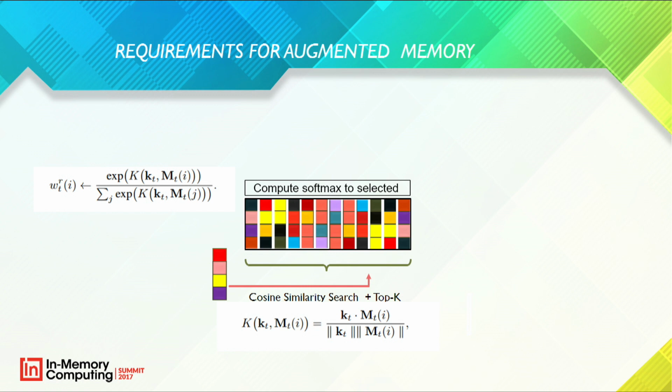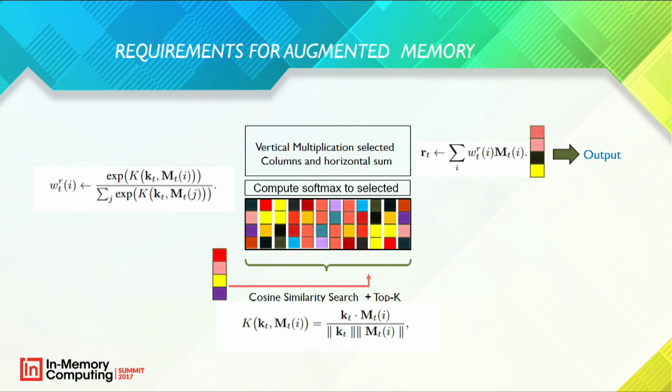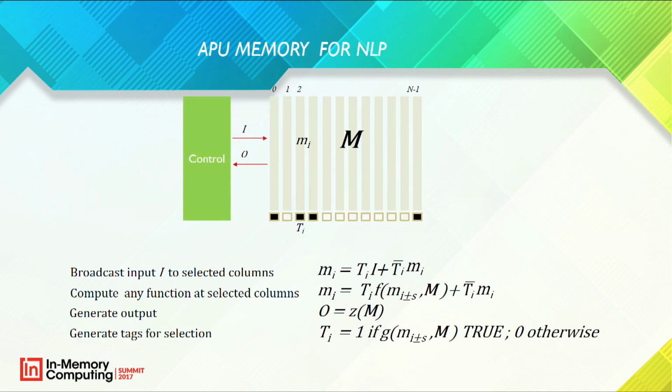So until we finish computing the exponent for all the data, we cannot do the dividing. So actually, we need this type of memory. It cannot be done in a GPU. And also, we have to do some vertical multiplication and get the output. And this is a schematic of the associative processing that has the capability to do that.